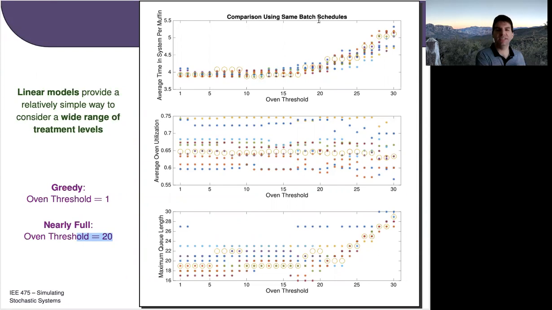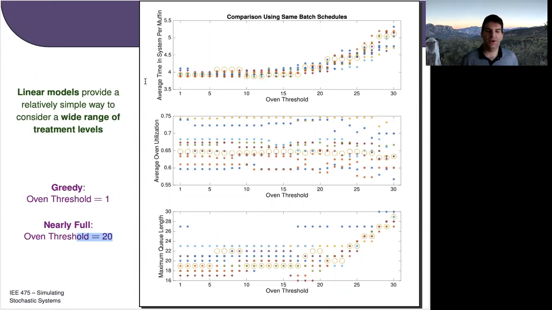Well, I could have thought of this oven threshold as a more smooth variable that I could set to any value, from 1 all the way up to 30. And then I could study simulations for each one of these things. And instead of asking, does the greedy policy do better than the nearly full, I could ask a more interesting question, like what is the effect of oven threshold on performance?